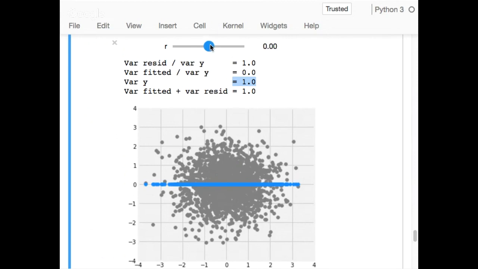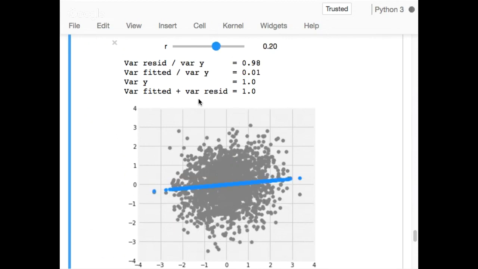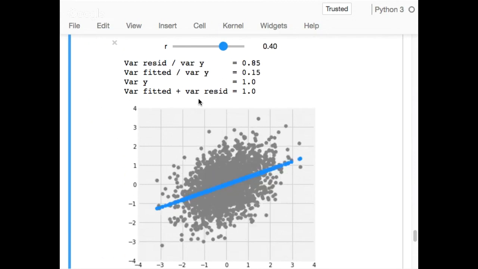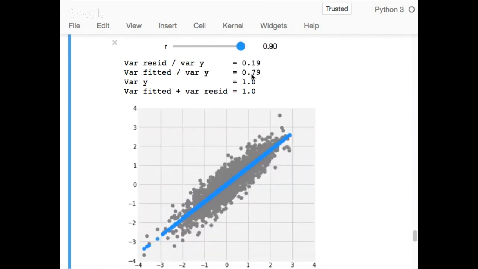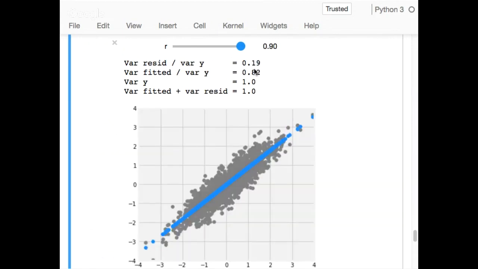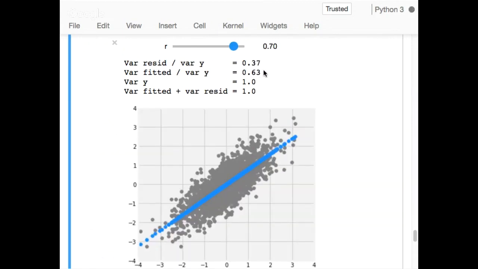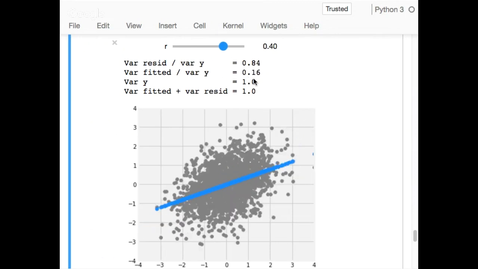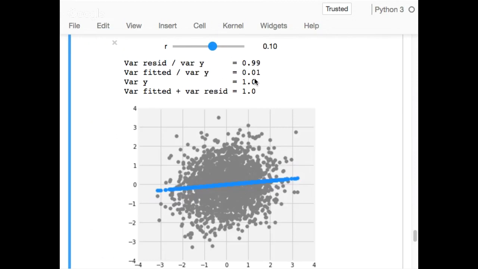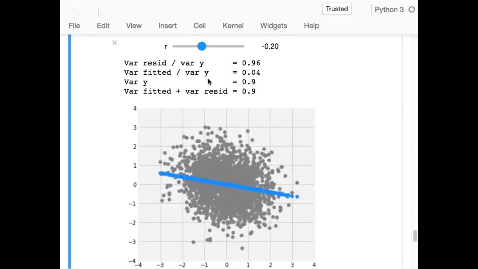So I'm going to change the values of r. Let's watch what happens to the numbers. So let's go up. What do you notice? I'm going up, going up. You see here that these two numbers are changing, and they always sum to 1. The reason they sum to 1 is because I'm saying how much of my original variance is accounted for in the variance of my residuals and how much of my original variance is accounted for in the variance of my fitted values.